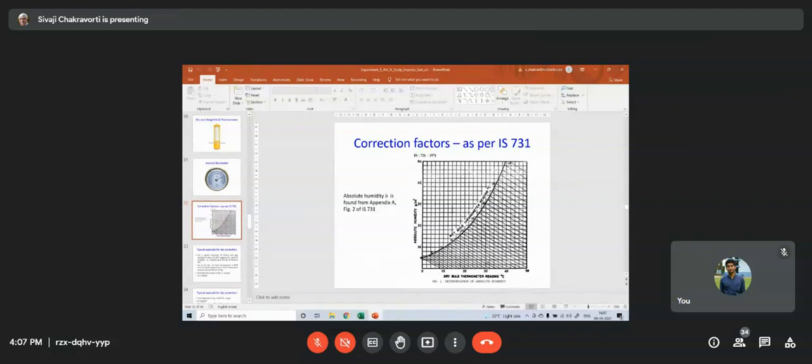So you take the vertical line corresponding to the dry bulb. Say it is 30 and 25. So you go vertically to 30. Then take the 25 on the curved line and take the oblique line, and wherever it cuts, go to the y-axis, say it is 20. So 20 absolute humidity, 20 grams per meter cube. This is absolute humidity, not a correction factor.